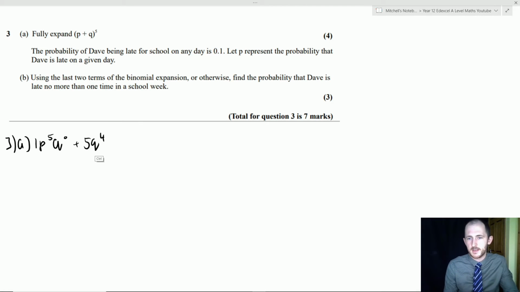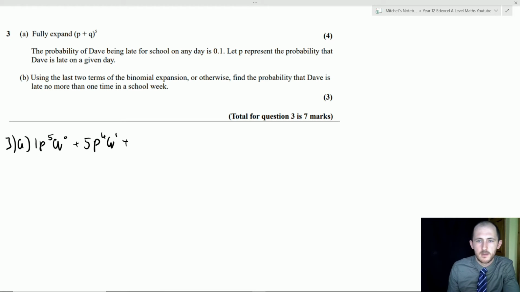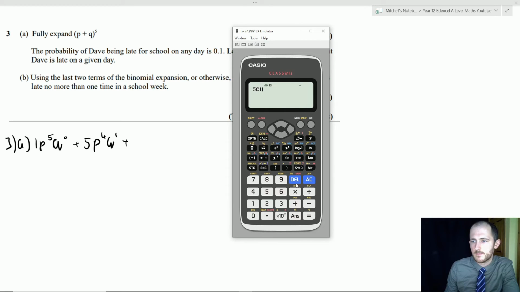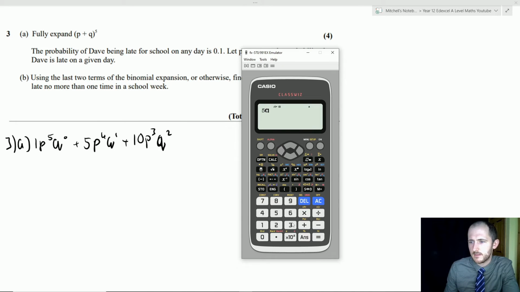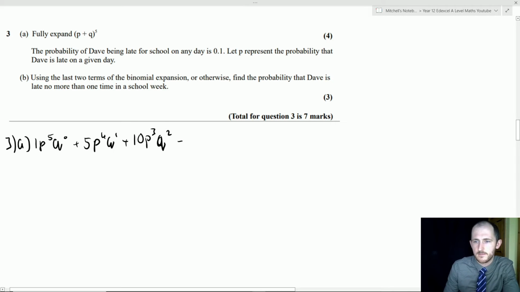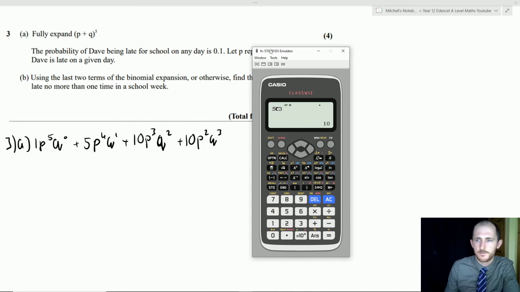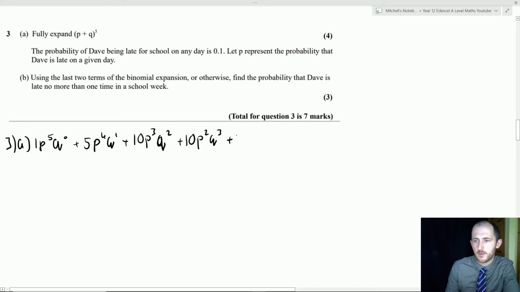Oh, great, typically I'll make a mistake immediately. P to the 4. Again, just reduce one power, increase the other power. Plus 10 p cubed q squared. I have a lot of trouble writing q's, I don't know why. Again, another 10. And if you notice, they're always kind of palindromes, right? They're the same forwards as backwards, which I won't say is interesting, but it's something.